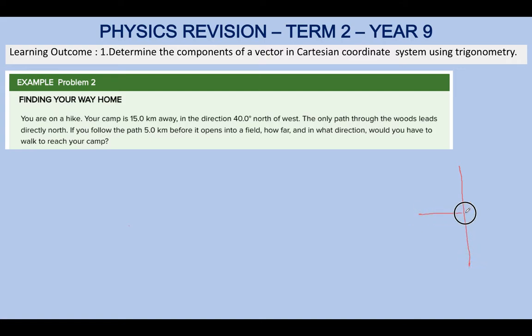So if you draw the directions, that's north, south, east, west. 40 degrees north of west. So you have this line, this angle is 40, right? North of west. So you go from west towards north, that's 40 degrees. And this distance is 15 kilometers, right? So that's the first statement that we have sketched.